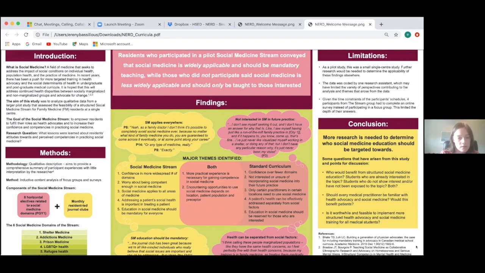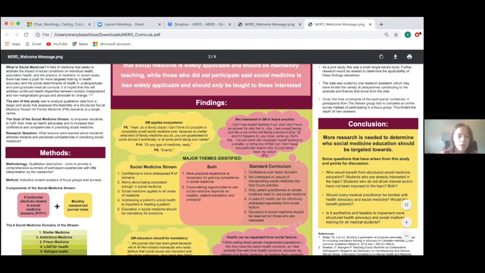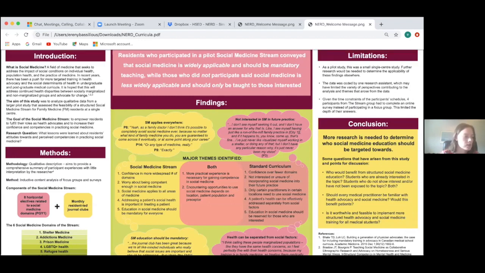However, in the social medicine stream group specifically, participants expressed confidence in a more widespread number of the social medicine domains, but also expressed more worry about whether they were actually competent enough in social medicine. They also said that social medicine applies to all areas of medicine and that addressing a patient's social health is important in treating a patient. So it's important to know things like their social circumstances and history. And finally, many of these participants expressed that social medicine education should be mandatory for everyone.